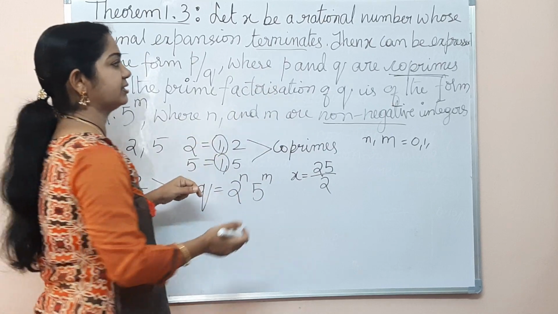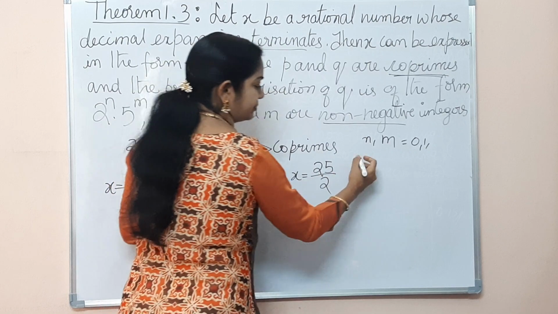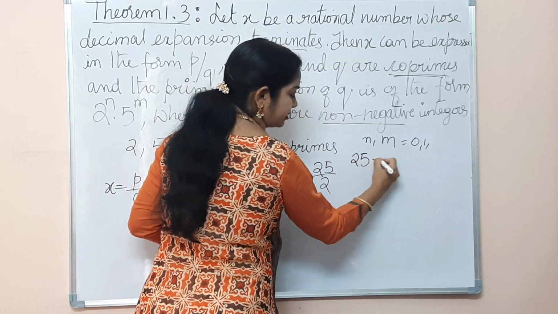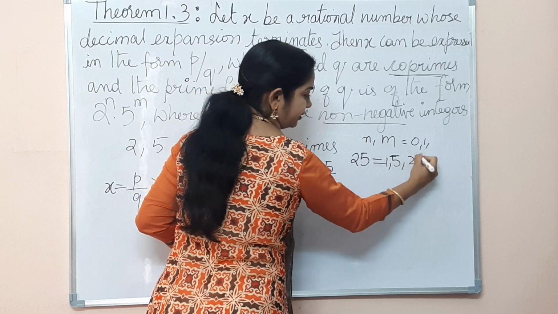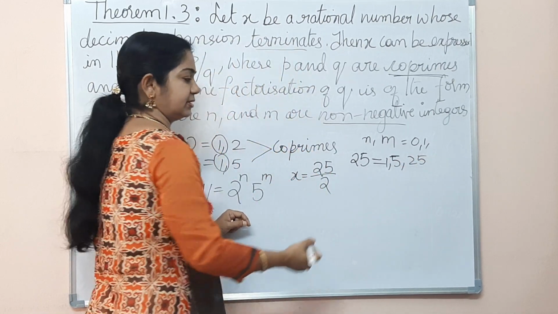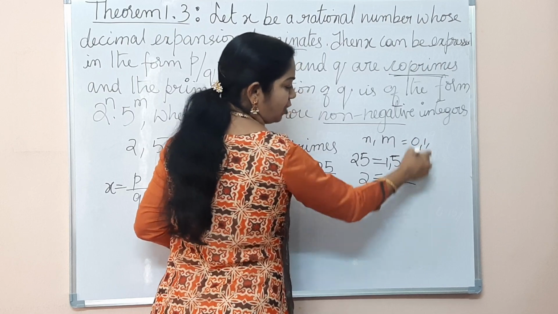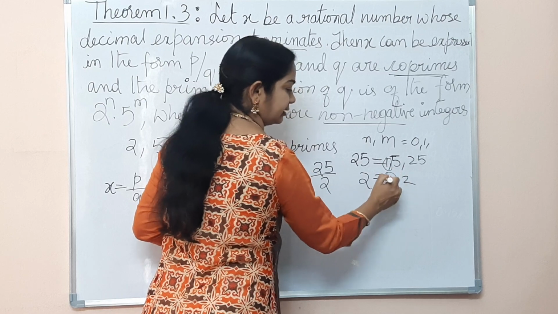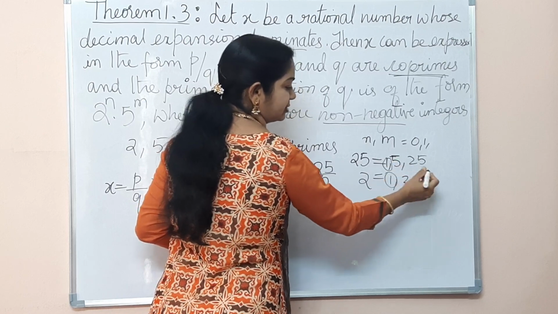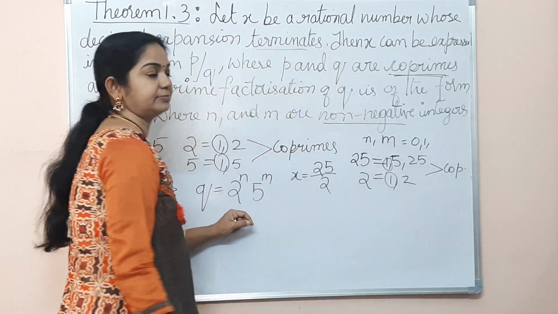On which condition? That they are co-primes. We'll check whether these two are co-primes. Let me write the factors of 25: 1, 5, 25. The factors of 2 are 1 and 2. So there is no common factor in both of them except for 1. So they are co-primes. Okay.